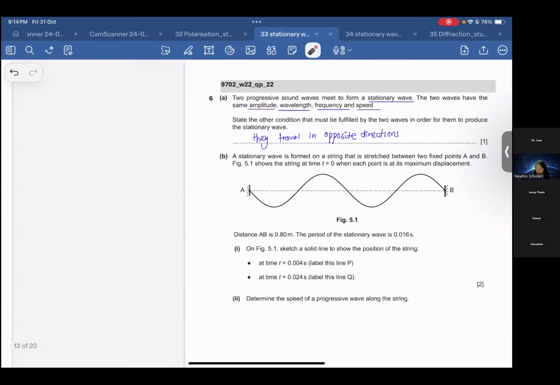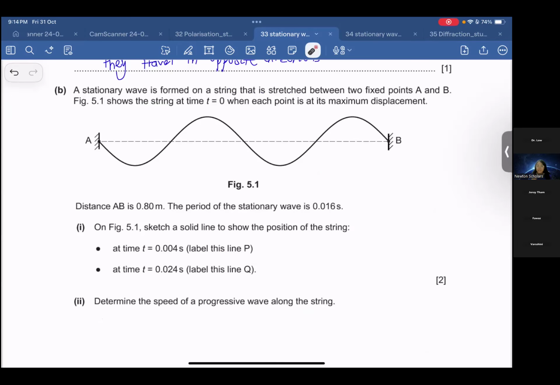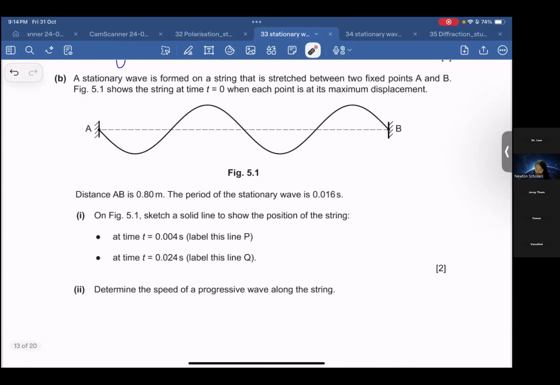Okay, is it okay? The difficult part is coming. Here, a stationary wave is formed on the string that is stretched between two fixed points A and B. Figure 5.1 shows the string at time t equals 0, when each point is at its maximum displacement. Distance AB is 0.18. Okay, whole part is 0.18.